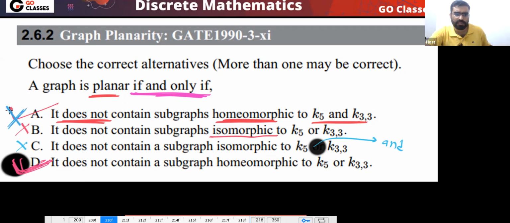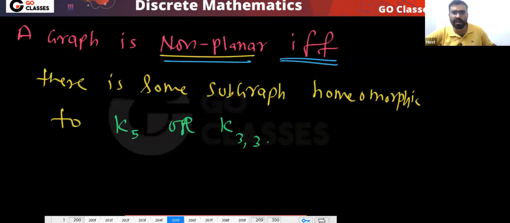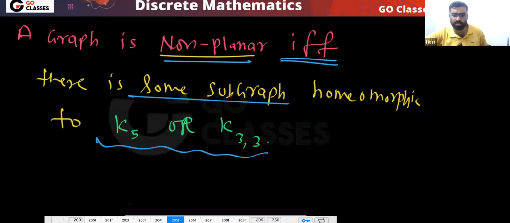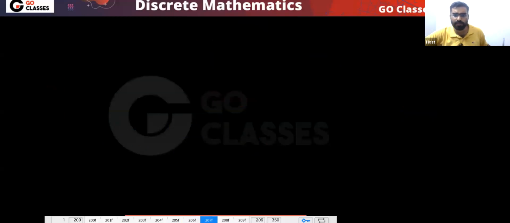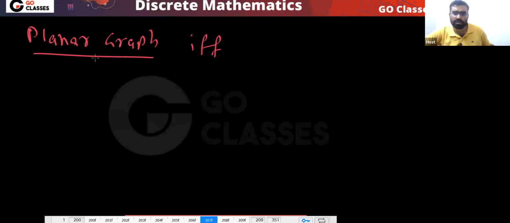Tell me, did you understand this statement? A graph is non-planar if you have some subgraph which is homeomorphic to this or this. Now, when can I say a graph is planar? Just think about it. A graph is planar if and only if there is no subgraph which is K5 or K33. Yes or no?